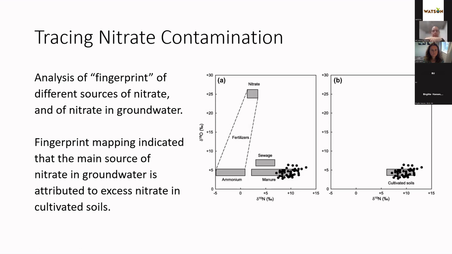And in our case, most of the nitrate which we managed to fingerprint from our groundwater sources was attributed not to sewage, not to artificial fertilizers, but mainly to nutrients which were present in the soil, to soil nitrogen, and therefore over fertilization.